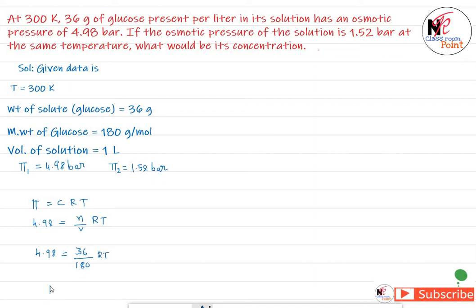And from this equation, RT becomes equal to 4.98 into 180 divided by 36. This is the RT value. Let us take it as equation number 1. So from equation number 1, let's go for the other equation. This is equation number 1. Let's try to derive equation number 2 now.